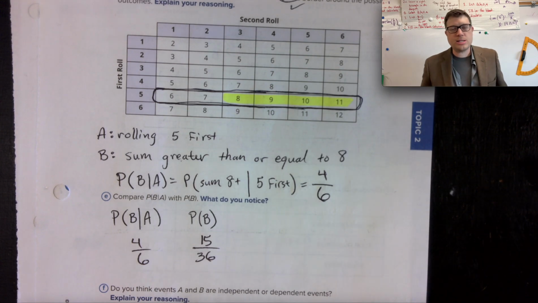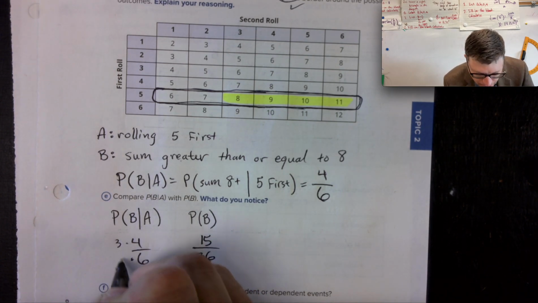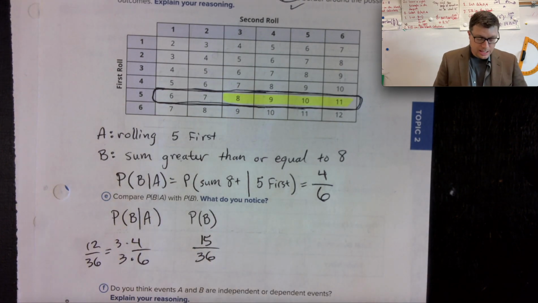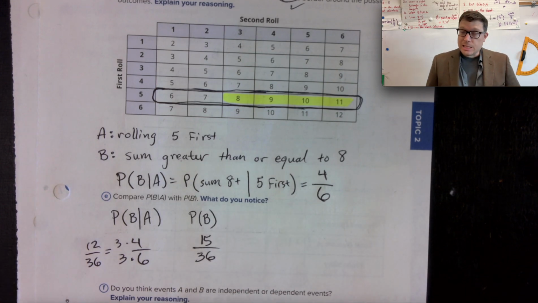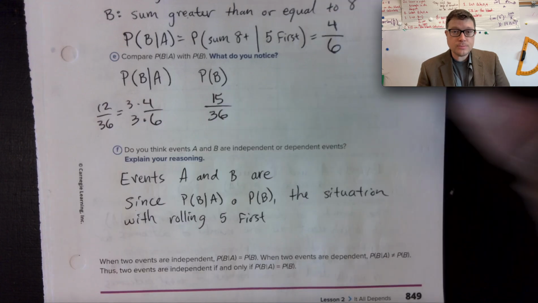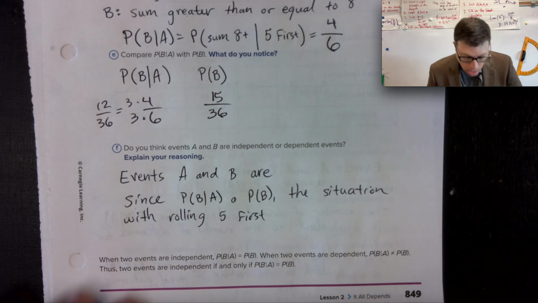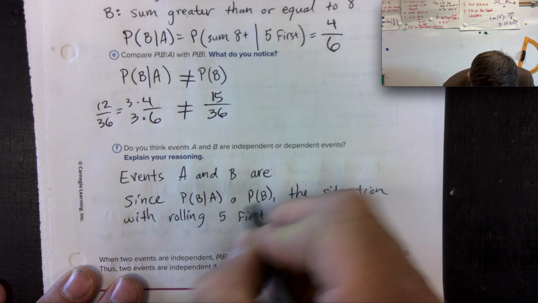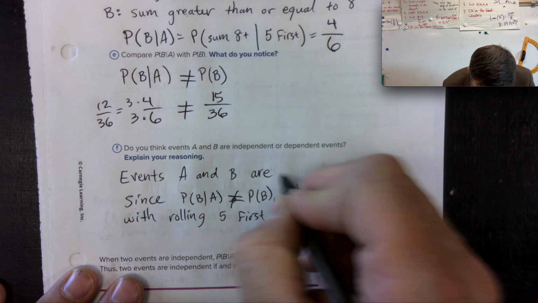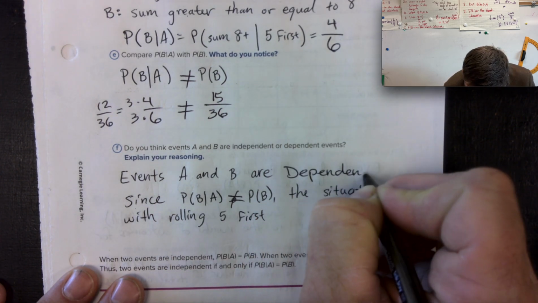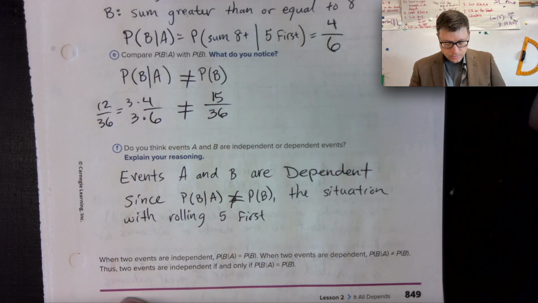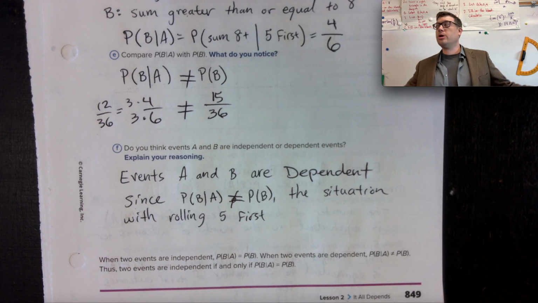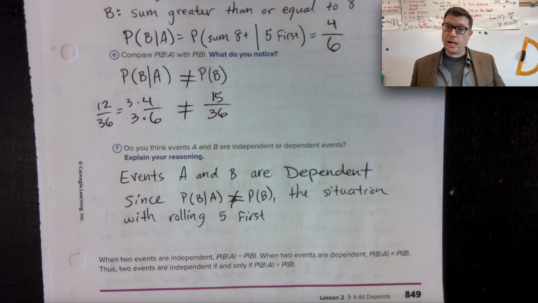Now they don't have a common denominator. That's an easy fix. Multiply both top and bottom by 3. And now we can compare, since their denominators are the same, that they have different numerators. Which means that A and B are not equal. Since A is not equal to B, this is a dependent situation. Yeah, you could roll a 5 first and then conditionally roll a sum of 8 or greater because you started with 5 first. It's a higher likelihood of that happening.